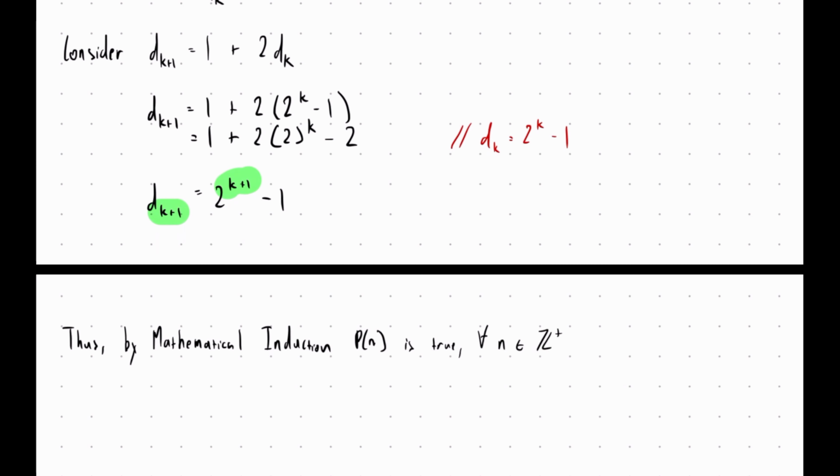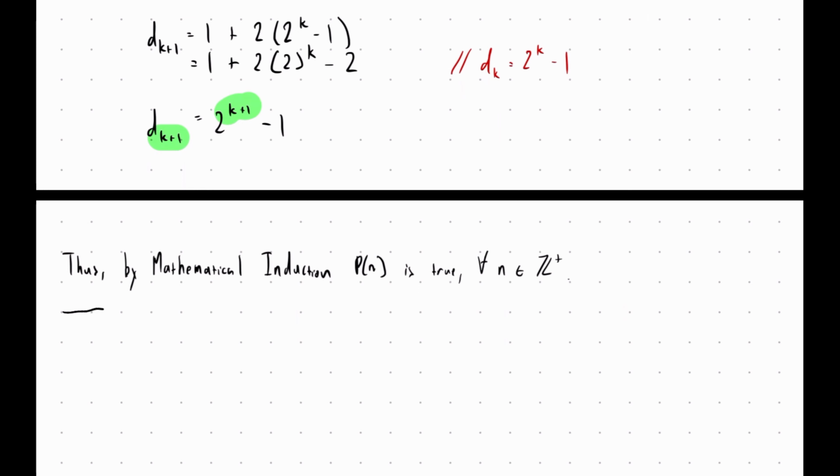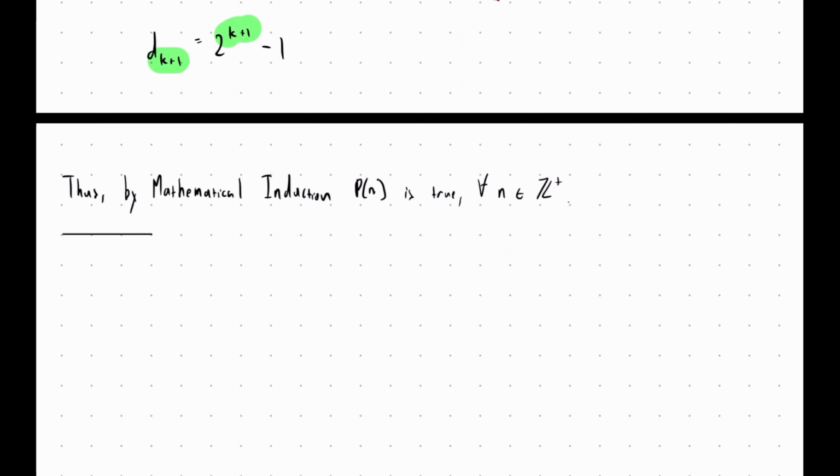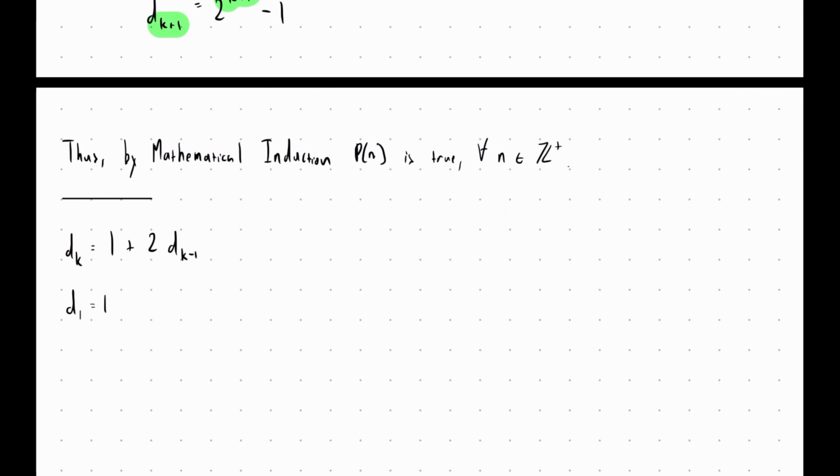For example, if I want to know the fourth element, I'll do a D4, and it will be 2 raised to the 4 minus 1. Right there. And in that case, we'll have a 15. Right there.